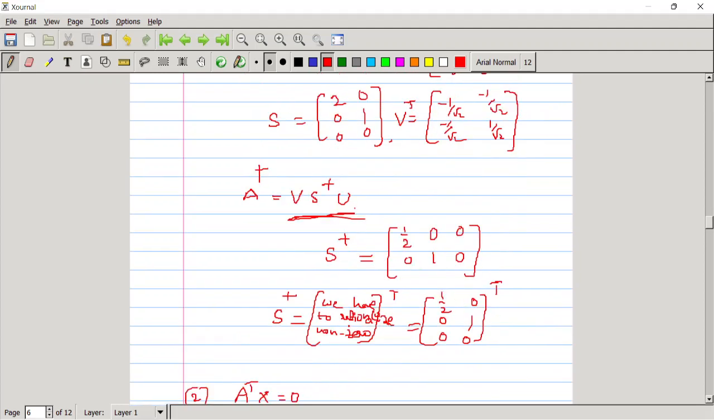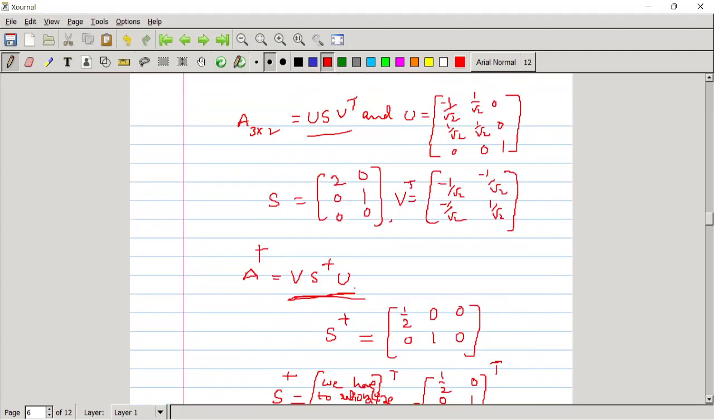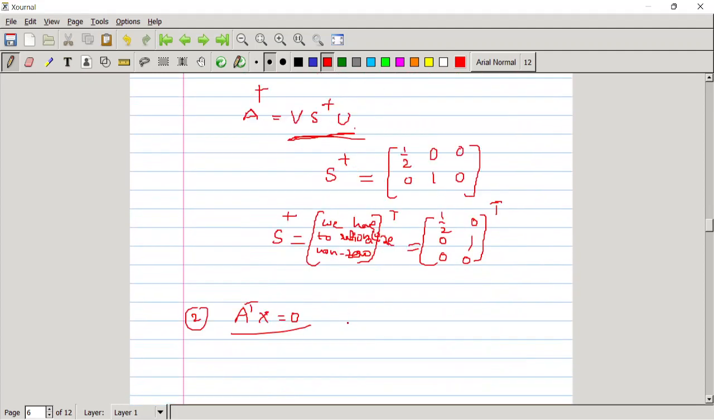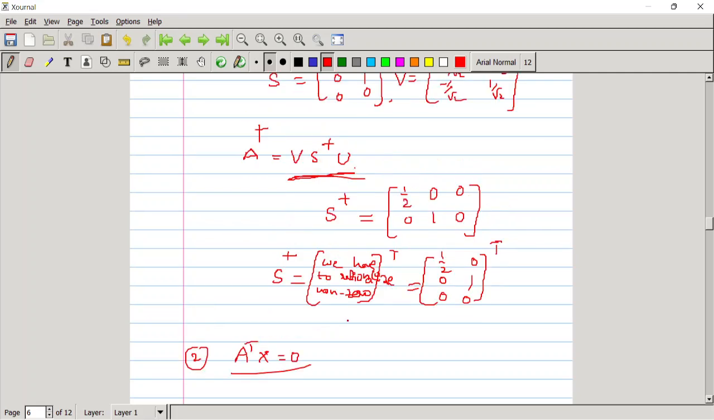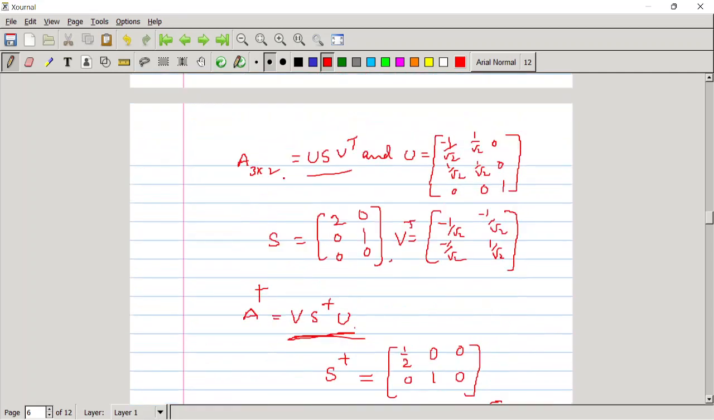Do you get it? Sir, A plus is given, means how do we get the A transpose? A is given in the form of a decomposition of three matrices. You just multiply these three matrices, then you will get A. From that you do A transpose, you will get a 2 cross 3 matrix.